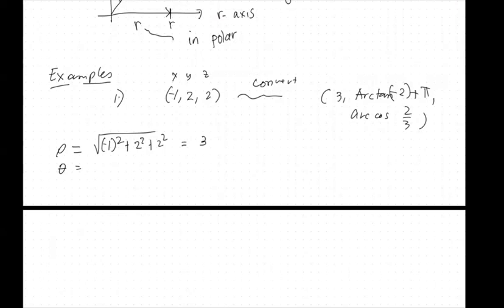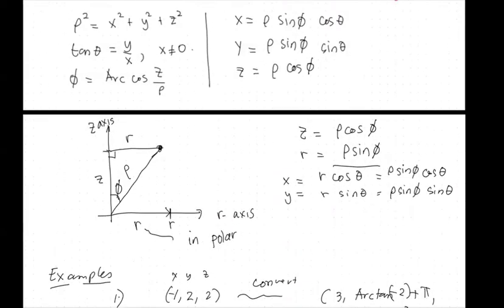Okay, let me repeat. The polar angle of (-1, 2) is arctan of y over x. So negative 2 over -1, so -2. But this is in quadrant 2, since one is positive and one is negative. So you just add pi, since it is in quadrant 2.